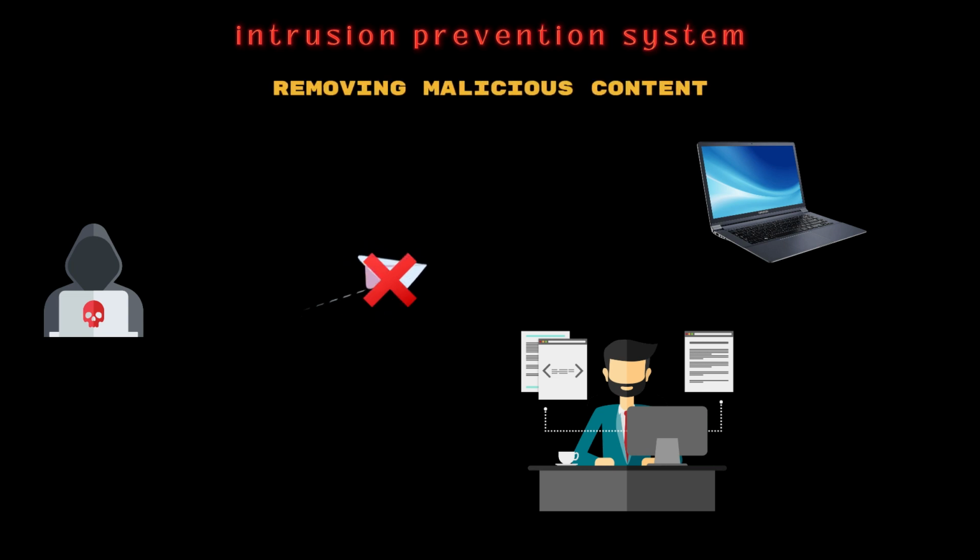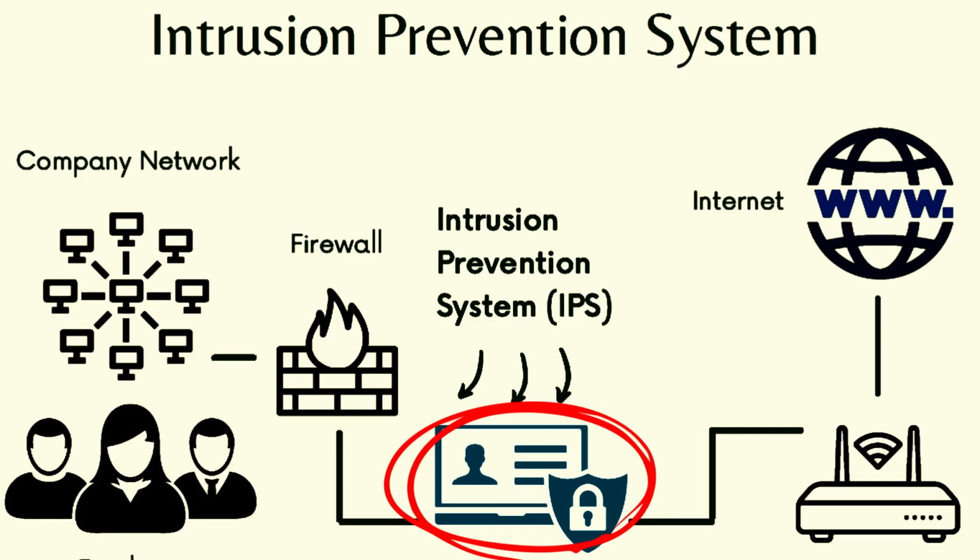Removing malicious content. An intrusion prevention system may allow traffic to continue but scrub the dangerous parts, such as by dropping malicious packets from a stream or removing a malicious attachment from an email. Triggering other security devices. An intrusion prevention system may prompt other security devices to act, such as by updating firewall rules to block a threat or changing router settings to prevent hackers from reaching their targets.